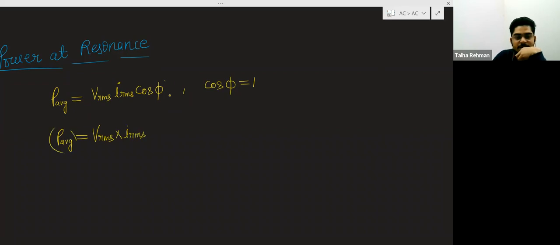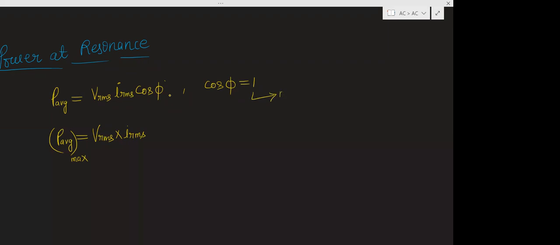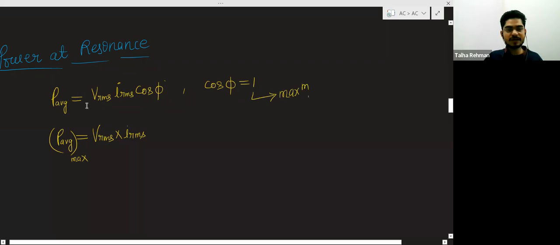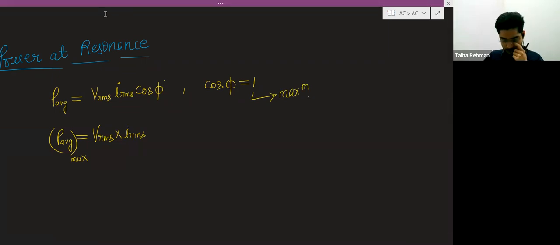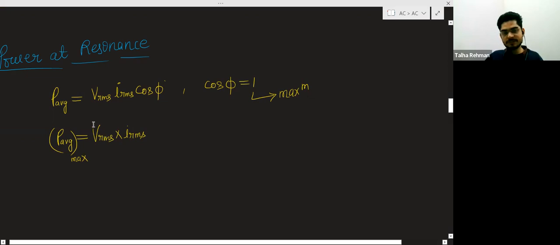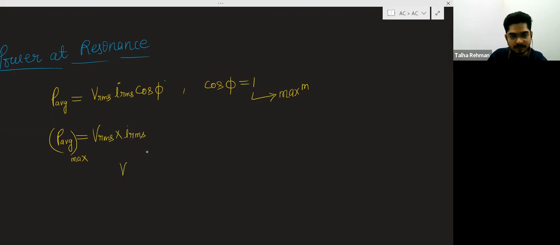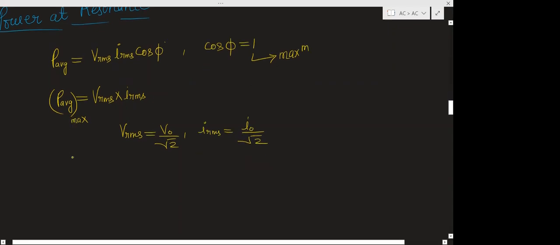And basically this average power will be the maximum power, because when cos phi is equal to 1, 1 is the maximum value of cos. So this is the power at the resonance. If you want to convert this value in terms of the peak value, we know that Vrms is equal to V naught by root 2, and Irms is equal to the peak value of the current divided by root 2. So put the value here.